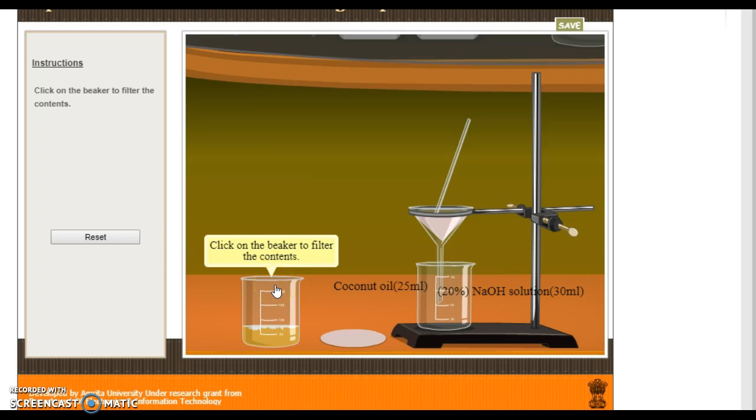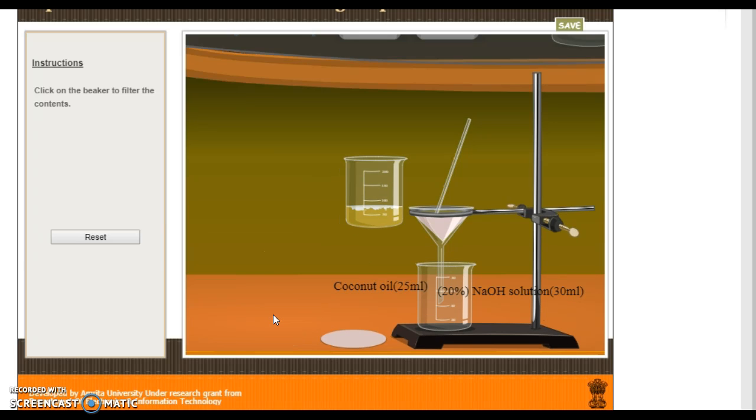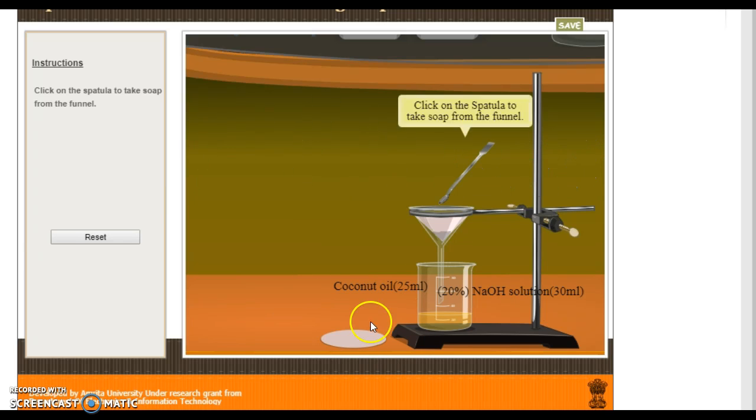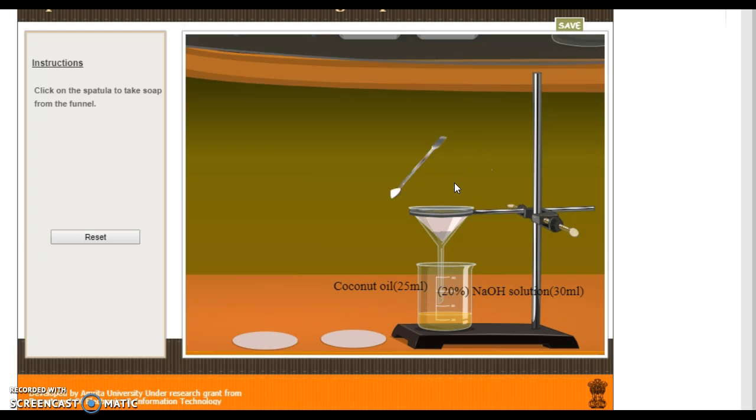Take a filter funnel and place the filter paper in it. Fix it on a stand and place a beaker below the funnel. Pour the content of the beaker into the funnel over a glass rod and filter the content of the beaker. After filtration, soap is left behind on the filter paper. Transfer the soap onto another filter paper using a spatula.